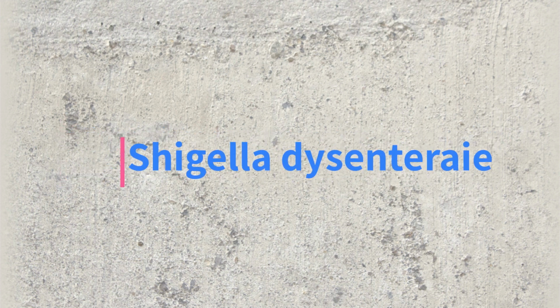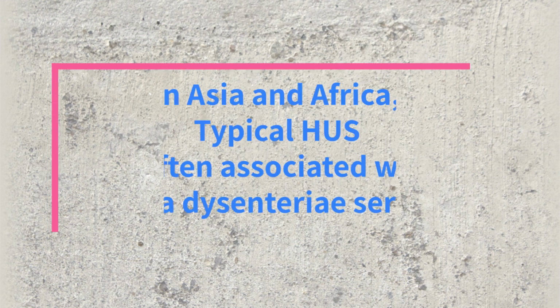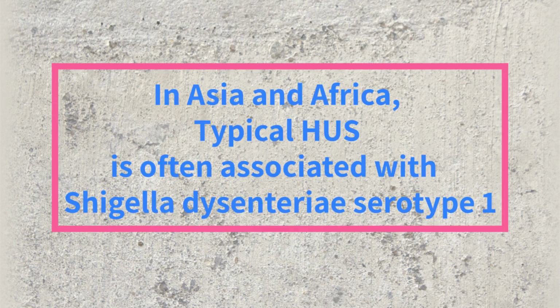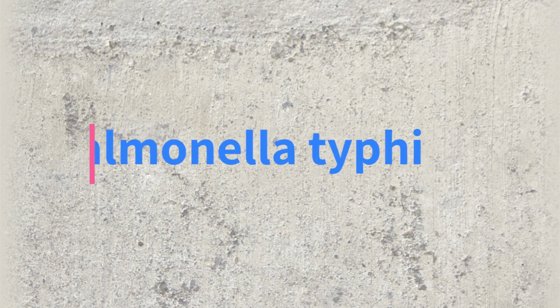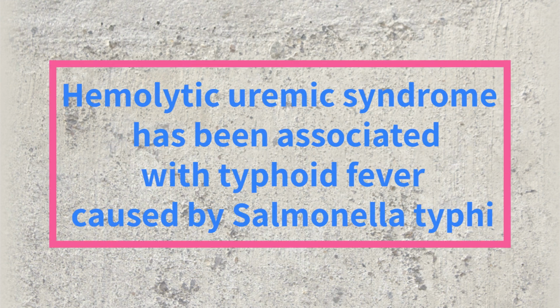Shigella dysenteriae. In Asia and Africa, typical hemolytic uremic syndrome is often associated with Shigella dysenteriae serotype 1. Salmonella typhi. Hemolytic uremic syndrome has been associated with typhoid fever caused by Salmonella typhi.